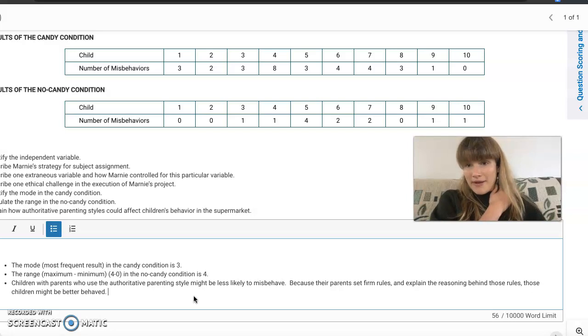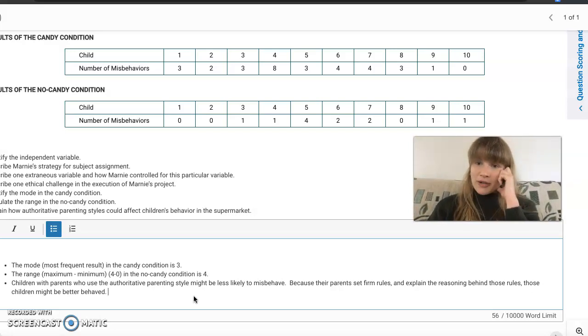And you could maybe compare that with a permissive parenting style and think about how children with parents who are more permissive might behave differently in the supermarket. You could also argue the opposite here. There's not one right answer. The key thing that the AP scorers would be looking for is that you clearly know what an authoritative parenting style is, and you're using it to support your answer. So you know that authoritative parenting means that you set rules and you explain the reason behind the rules to your children. Okay.